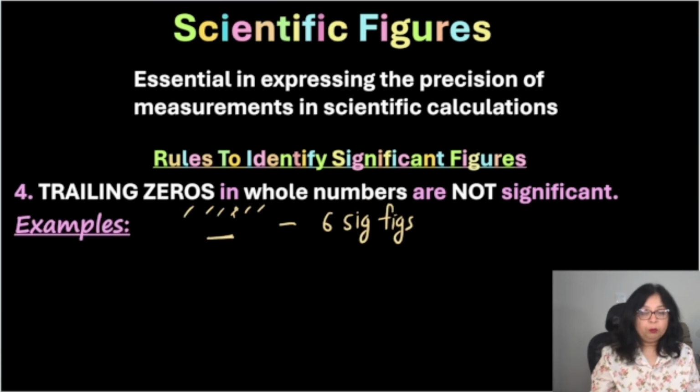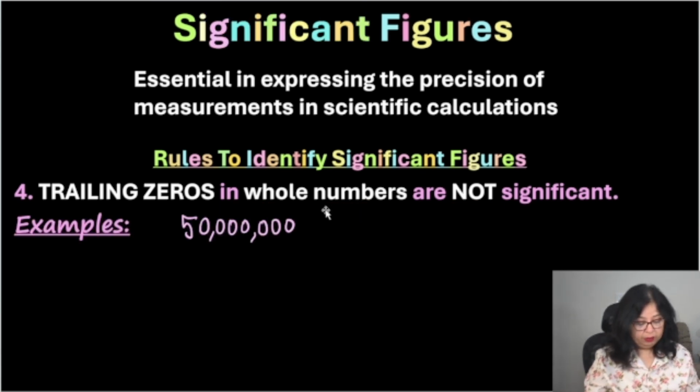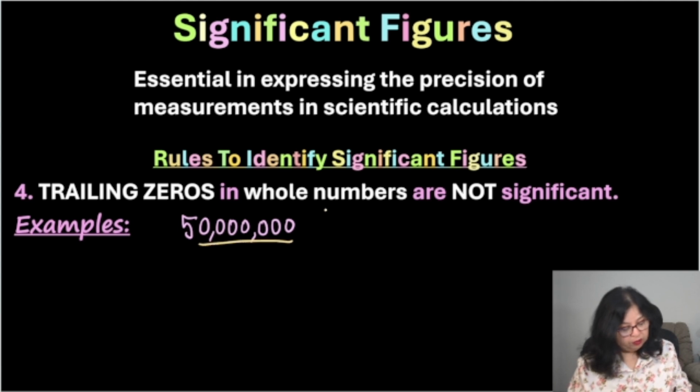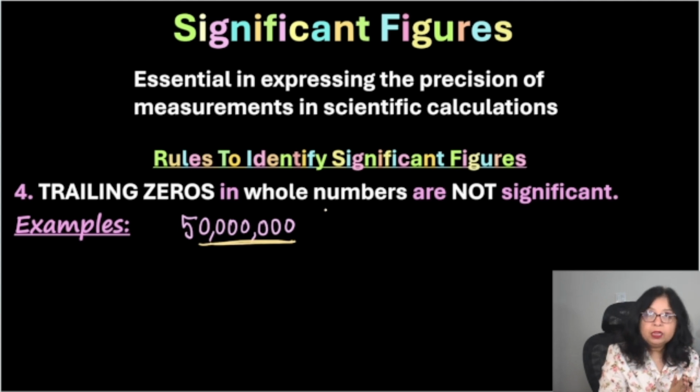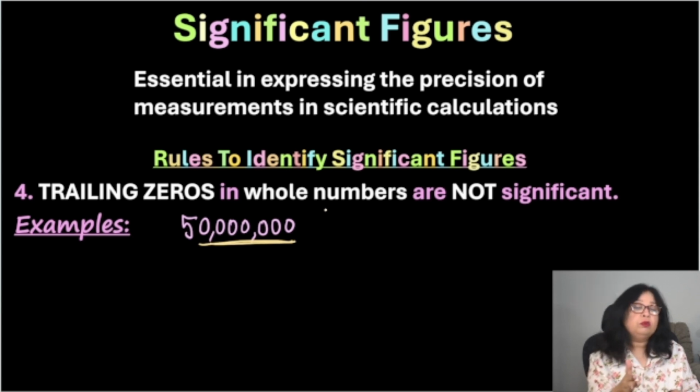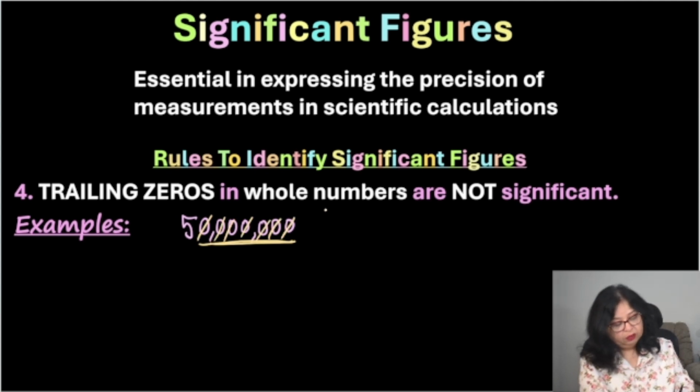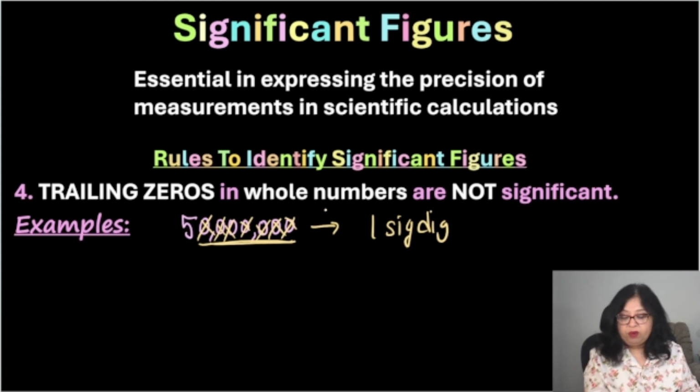Let's look at some examples. 50 million. So here all of these zeros, these are trailing zeros. Why? Because these are to the right of the last non-zero digit in a whole number. So all the zeros that are to the right of the last non-zero digit of a whole number are called trailing zeros, and these trailing zeros are not significant. So none of these zeros are significant. There's only one significant digit here in 50 million, and that is 5.